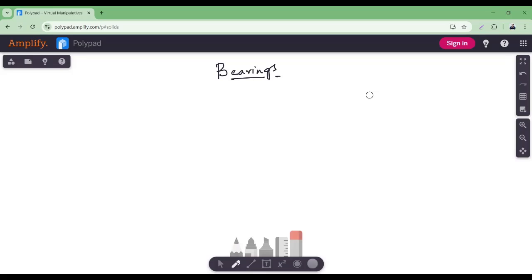Now, what is a bearing? To understand that, let's take 2 points. Let's say here is a point A and here is a point B. And I want to know the bearing of A from B. When I say from B, what am I going to do? I'm going to first draw a north line for this. This is the north.